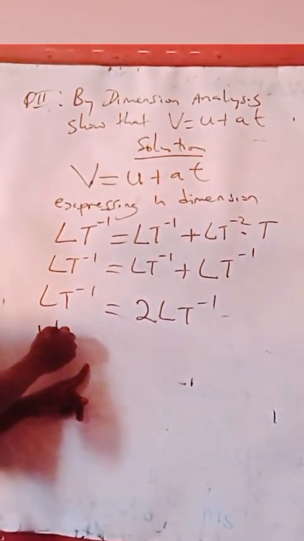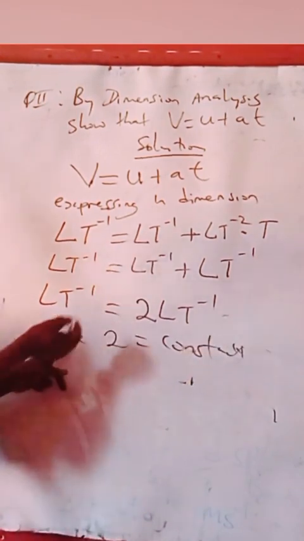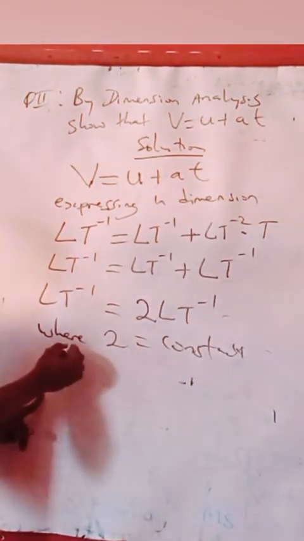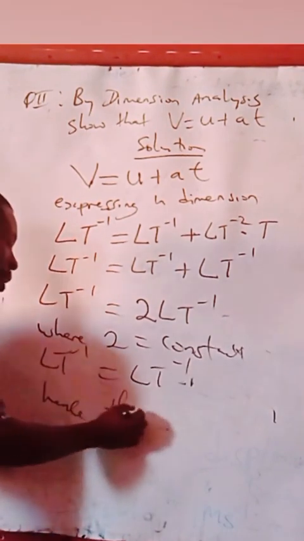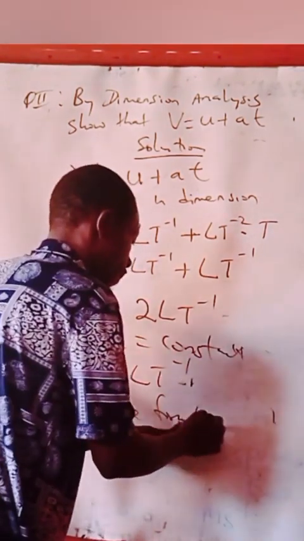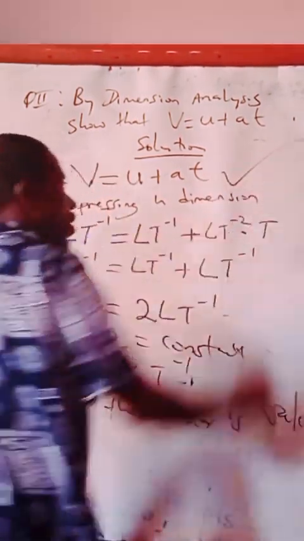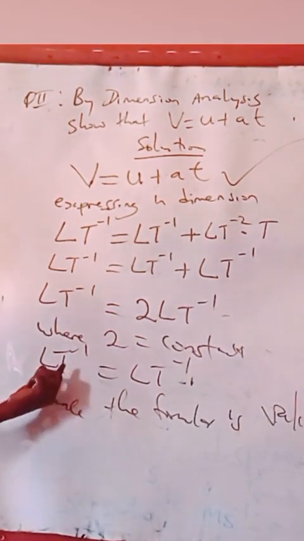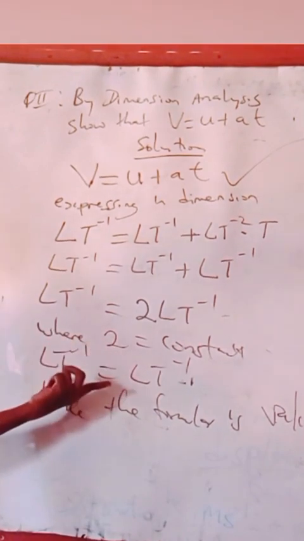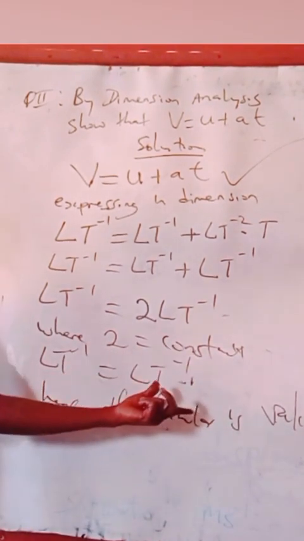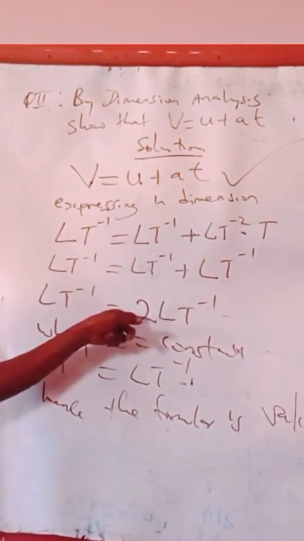Since 2 is a constant, we can literally say that LT^-1 is equal to LT^-1. Hence, the formula is valid. Hence, it is a valid formula because at the end of the day, the left-hand side of the equation has the same dimension as the right-hand side of the equation. LT^-1 is equal to LT^-1, ignoring the constant.